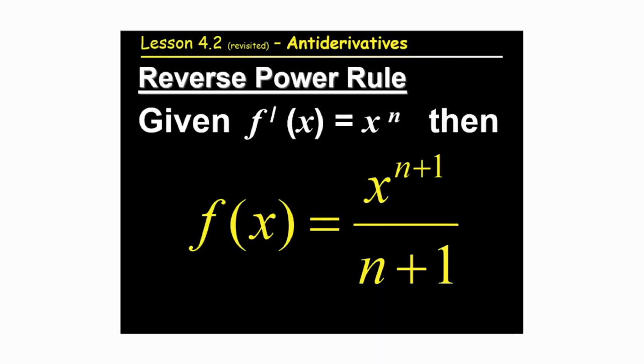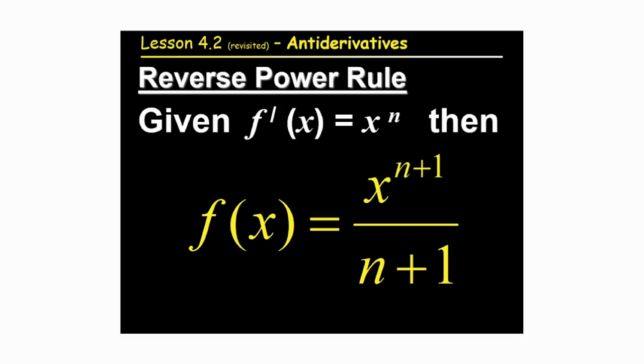You see, the reverse power rule basically says that if you start with x to the n, all you have to do is add 1. That is, you have to make the exponent 1 greater. And divide by that new exponent. Divide by n plus 1. You see, if I give you f prime equaling x to the n, you can just add to the exponent and divide by the new exponent, and you will surely have what's called the antiderivative. You will have the original function.